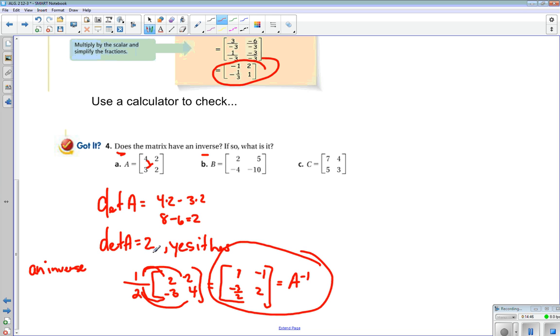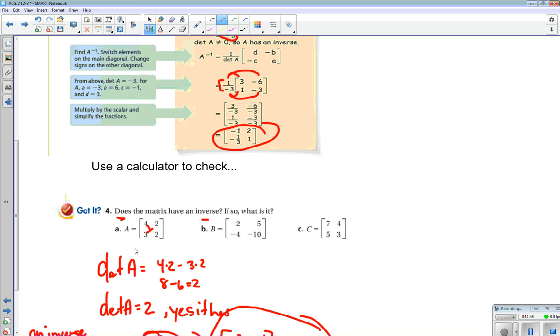If the determinant were equal to 0, we would not have an inverse, because I cannot put 1 over 0. It would make this part impossible. So if it's 0, it doesn't have an inverse.